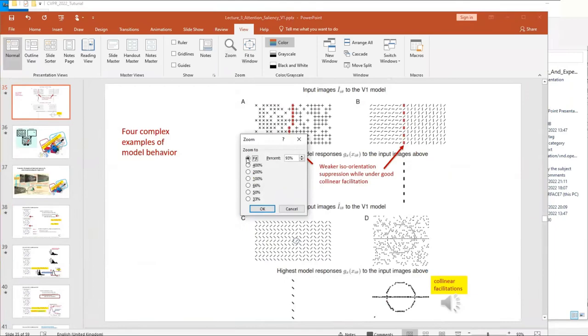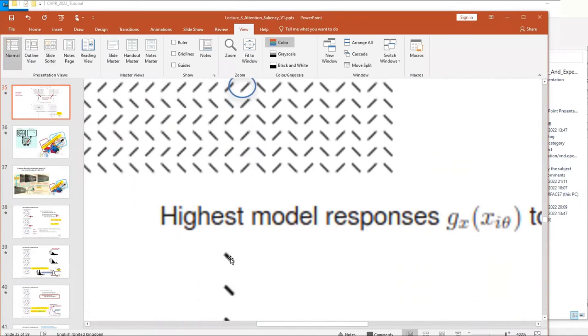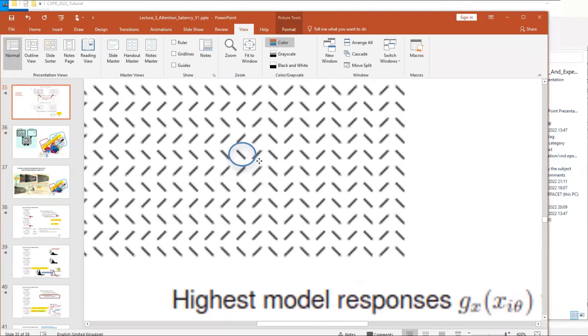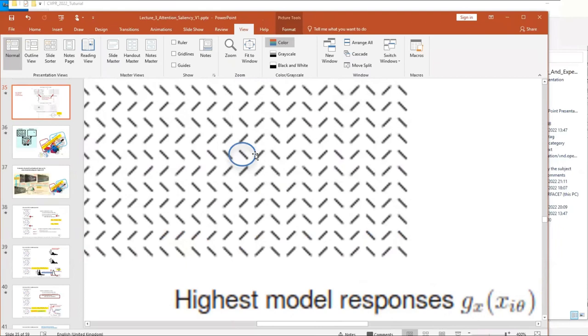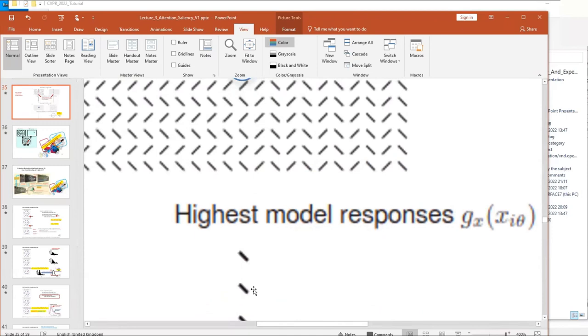Okay. So remember, we say it's these ones. Therefore, it's this bar. This bar is suppressed by the left neighbor, but not the right neighbor, not the top neighbor, not the bottom neighbor, even though it doesn't have collinear facilitation. See what I mean? Remember, suppression is stronger than the facilitation, and facilitation only works for the weaker. And so we find that it's these bars that are the highest.